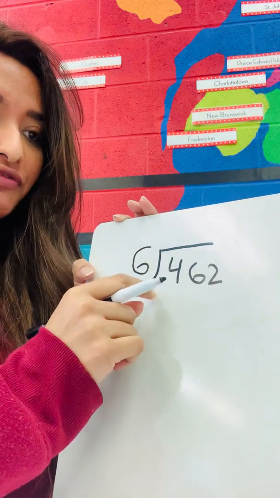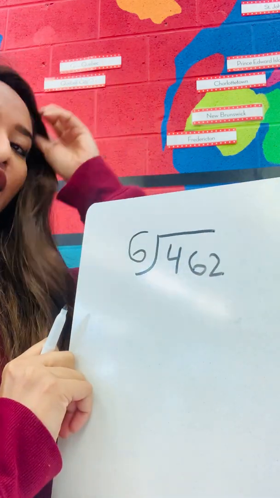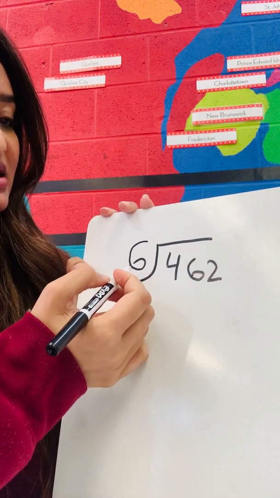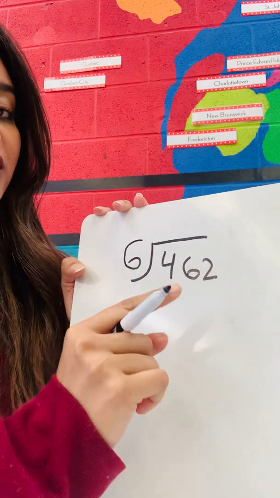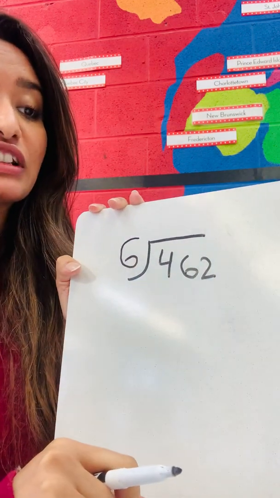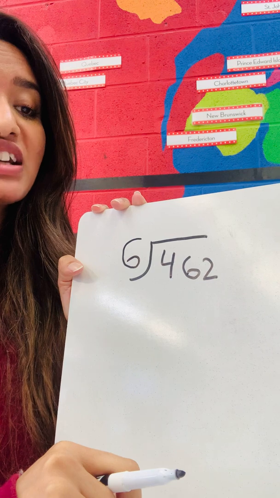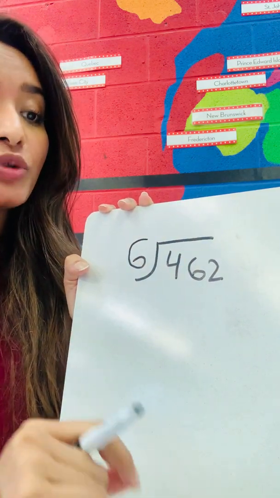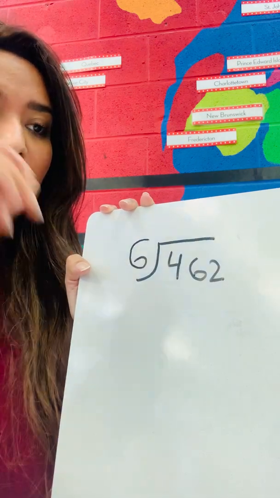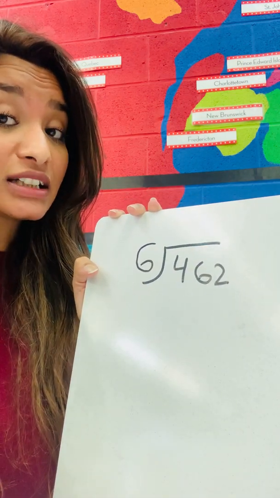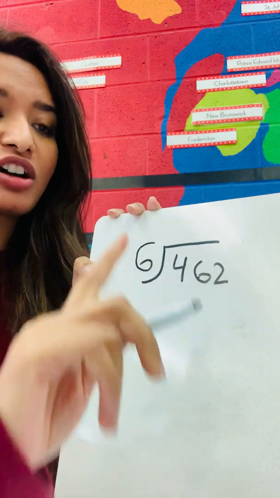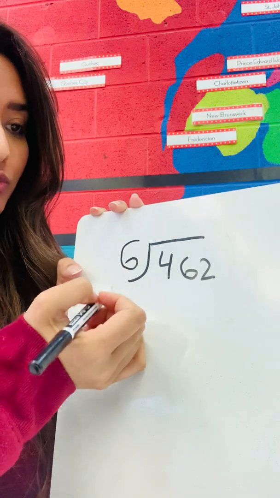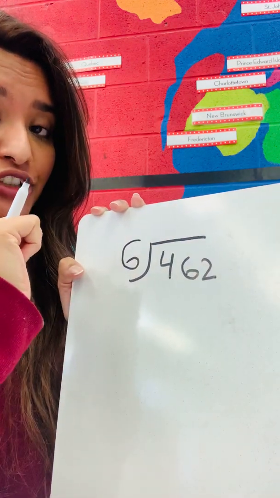So let's first find out how many bunches he sold, right? So we are going to divide first, because remember, the question is Mr. Lee sold 462 flowers in bunches of 6 each. So we need to find out how many bunches he sold. We're not finding a single flower. We're finding the bunches. So here we go. We are going to divide first.